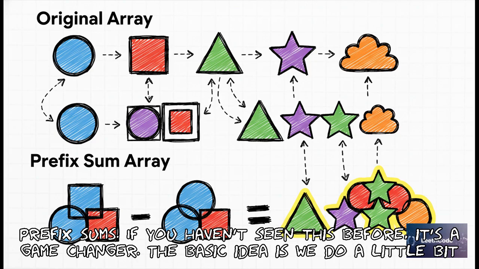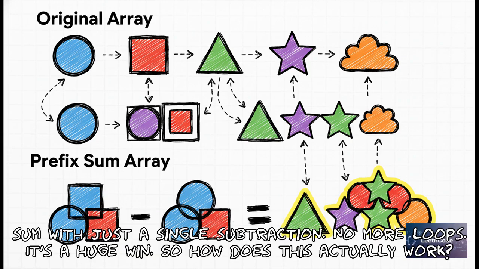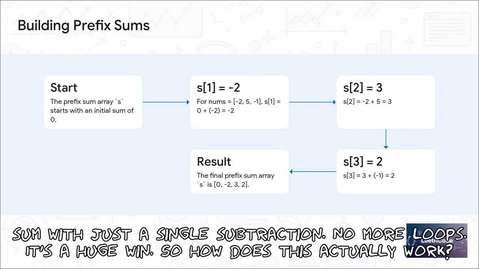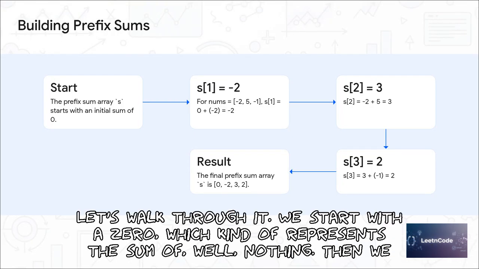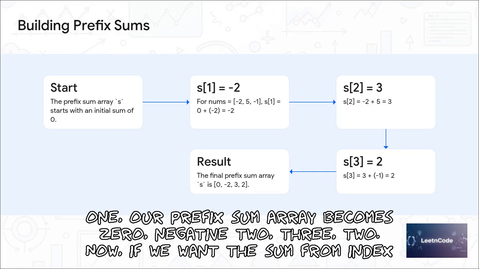The basic idea is we do a little bit of work up front to create a new array of running totals. And with that array, we can find any range sum with just a single subtraction. No more loops. It's a huge win. So how does this actually work? Let's walk through it. We start with a 0, which represents the sum of nothing. Then we go through our original array and keep a running total. So for -2, 5, -1, our prefix sum array becomes 0, -2, 3, 2.